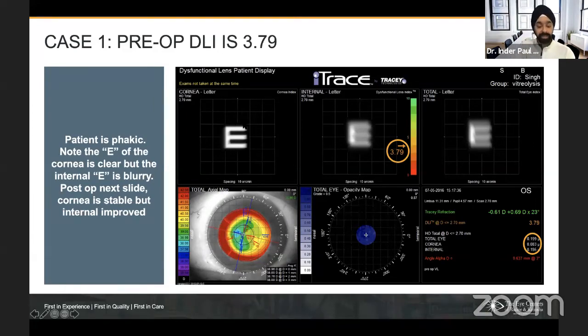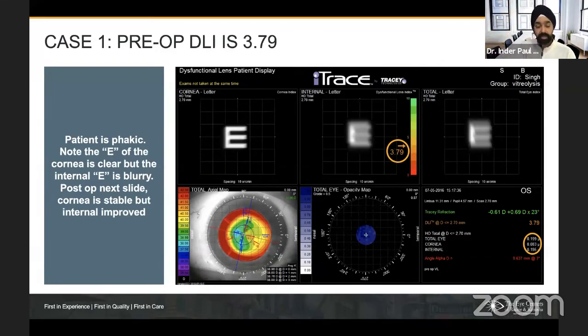If you look on the left, that is a representative eye, a cornea topography. Looking internally, in the middle, it gives you a number, the dysfunctional lens index. Anything behind the cornea to the retina is the internal optics, and it gives you a scale. Looking at the number scale, below 7 or 6 is considered significant.